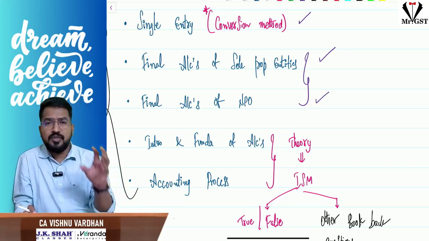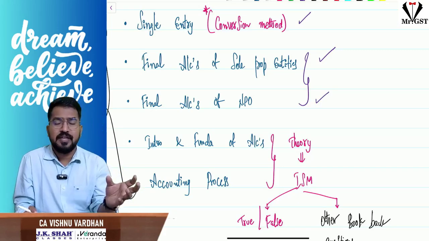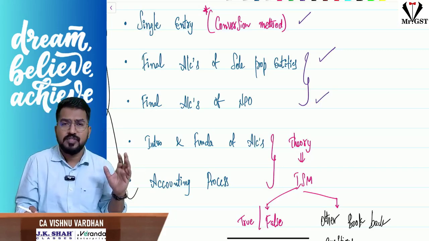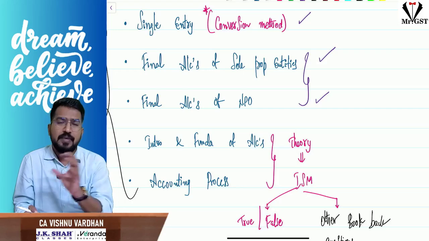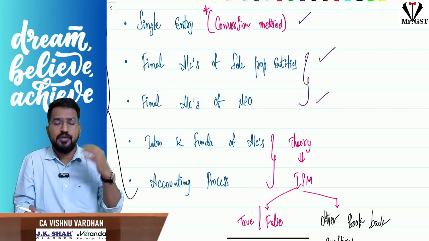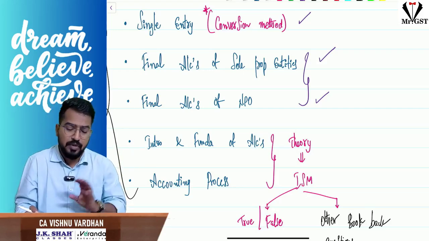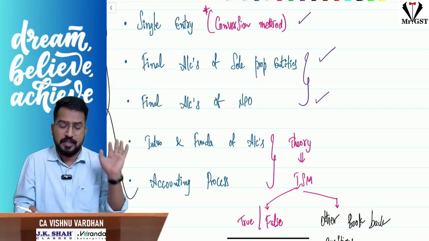So conceptually, if you are good with final accounts of sole proprietor entities, NPOs will be like a bonus for you, an added thing. Only thing, you should have practiced the problems on this. Conceptually, you need not revise anything extra. Okay, so these two concepts study together.